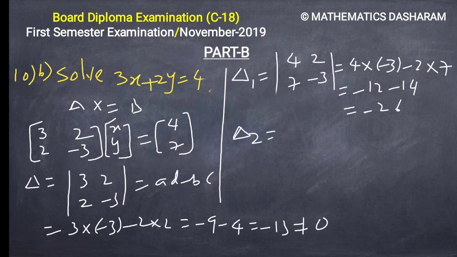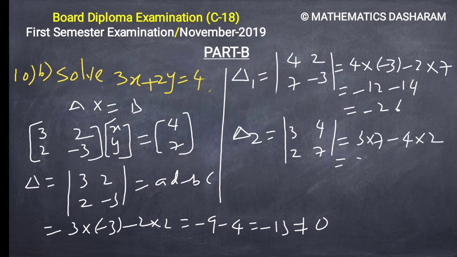Next, delta 2. Delta 2 means in the delta matrix, replace the second column with the B matrix. So 3, 2, 4, 7, and find its determinant. 3 into 7 minus 4 into 2. 3 sevens are 21, 4 twos are 8. So it is equal to 13.